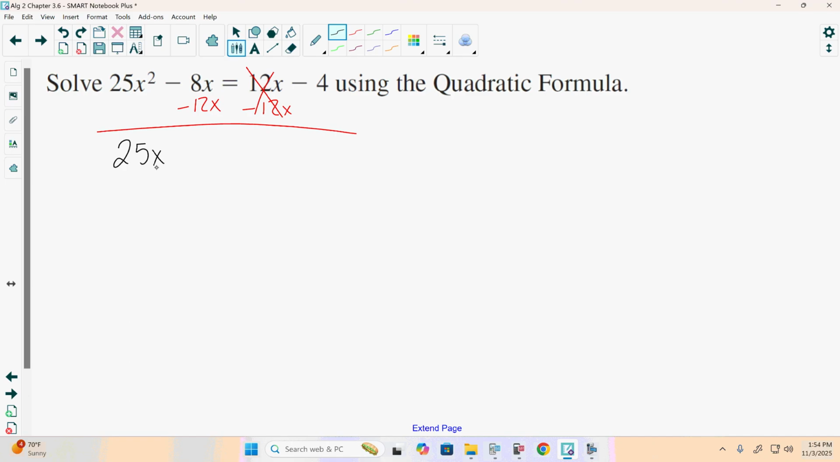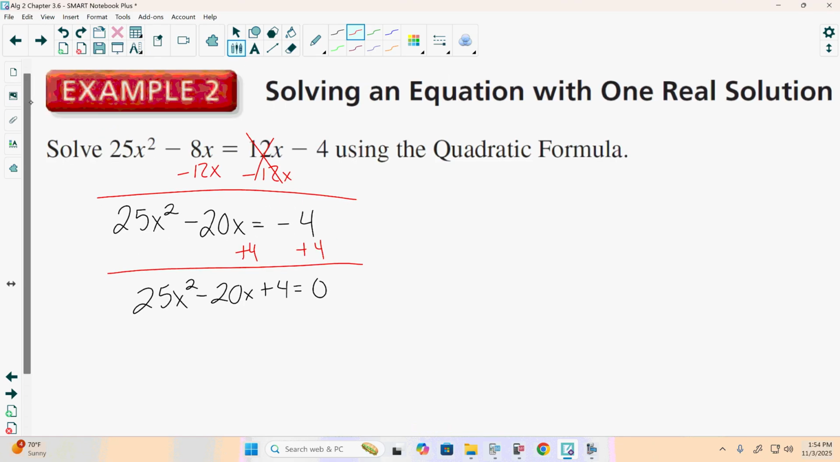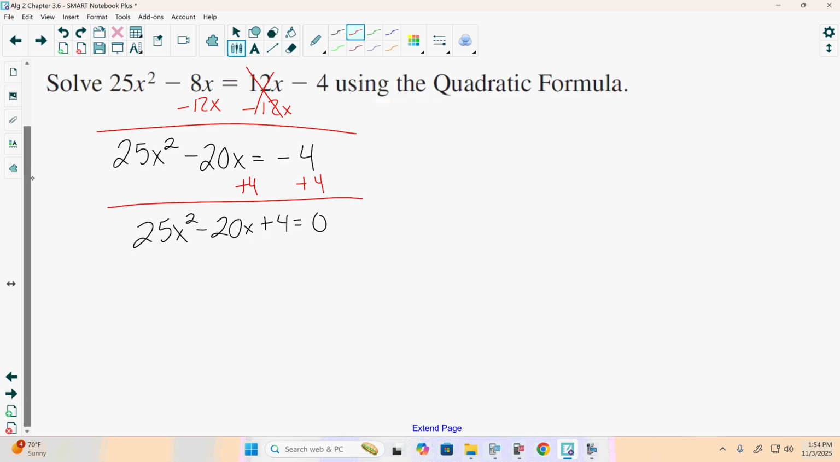We still have the 25x squared. But for the first time, we actually do have like terms. -8x and -12x are like terms. -8 minus 12 gives us -20x equals -4. Now we're going to add 4 to both sides, telling us that we have 25x squared minus 20x plus 4 is equal to 0.